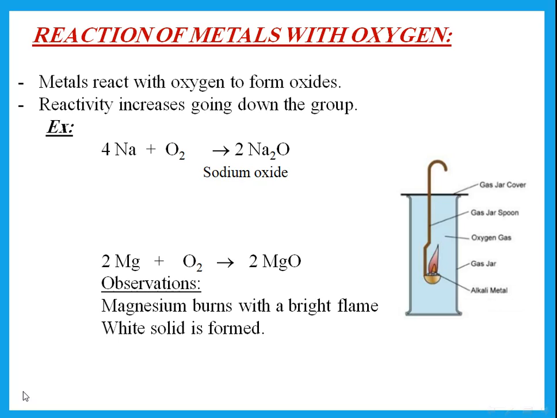Now, what are the observations when I do this kind of reaction? Remember that the observation is when magnesium burns, it burns with a bright flame or a white flame. And then it forms what? It forms magnesium oxide. You should know that magnesium oxide is a white solid or white ash.